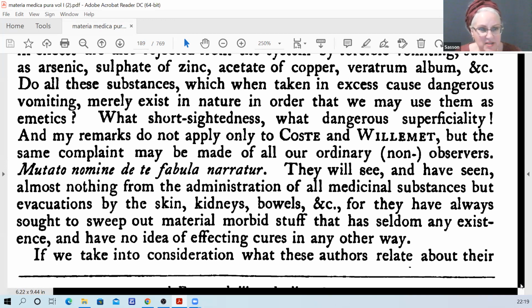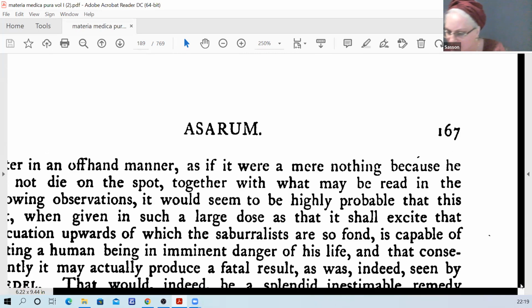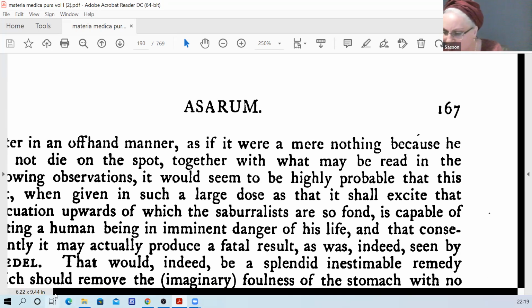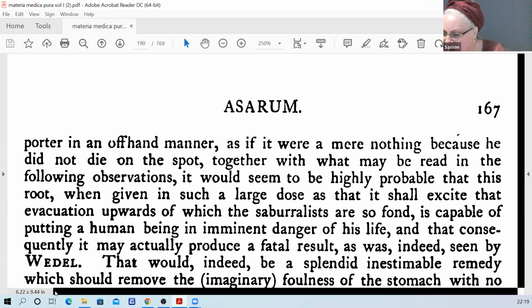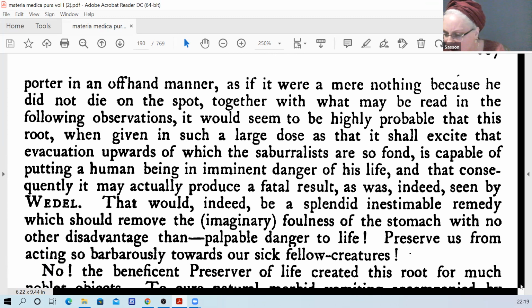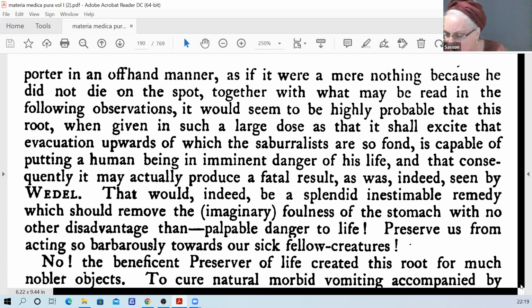If we take into consideration that these authors relate about their porter in an offhand manner, as if it were a mere nothing because he did not die on the spot, together with what may be read in the following observations, it would seem to be highly probable that this fruit, when given in such a large dose as to excite that evacuation upwards, of which the Saberolitus are so fond, is capable of putting a human being in imminent danger of his life, and that consequently it may actually produce a fatal result, as was indeed seen by Weddell.